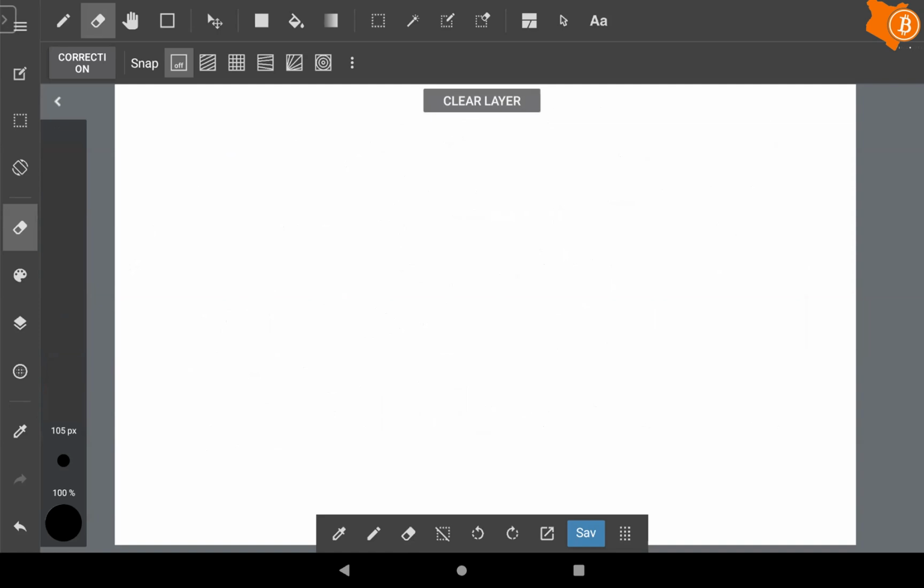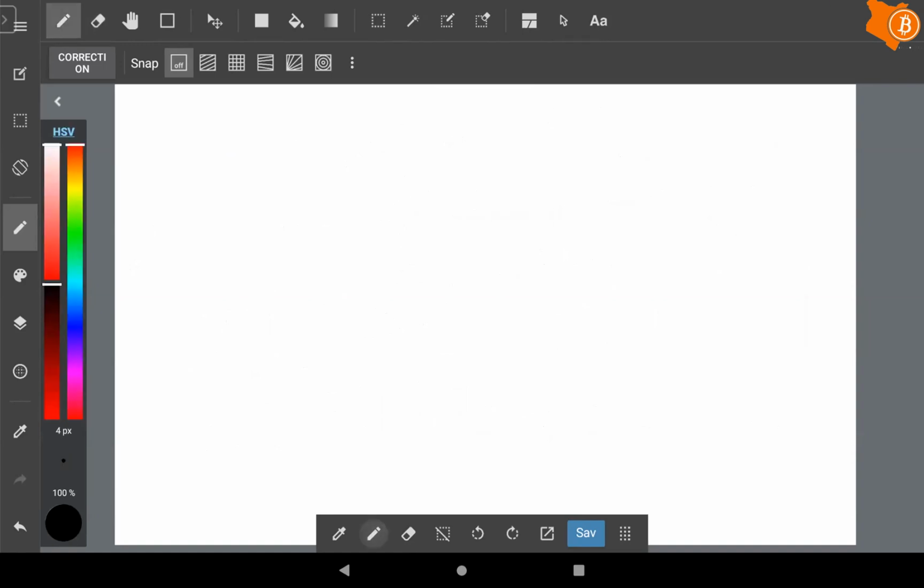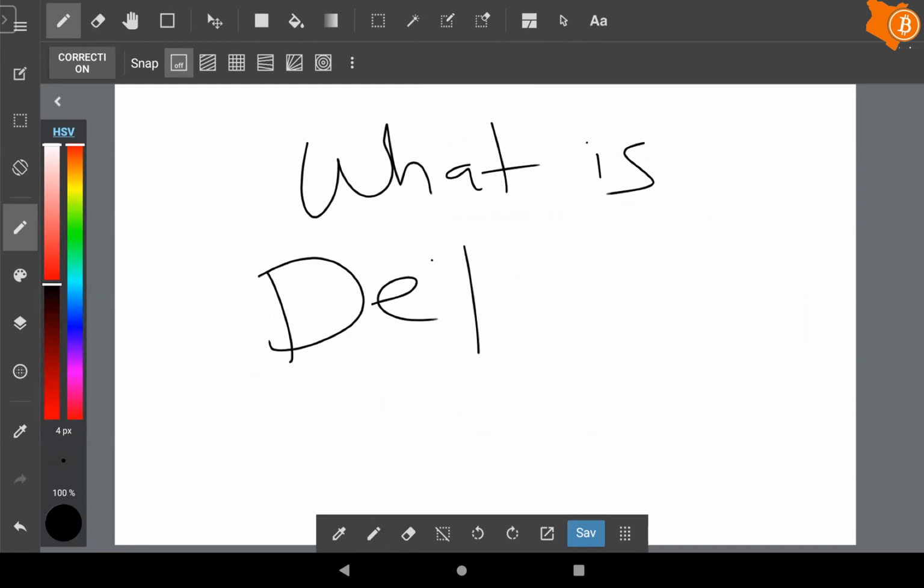Now let's move on to decentralized applications. I'll start with what is DeFi. DeFi, in short, is decentralized financial systems. What do they mean by decentralized financial systems?